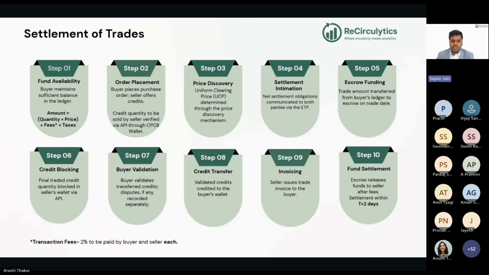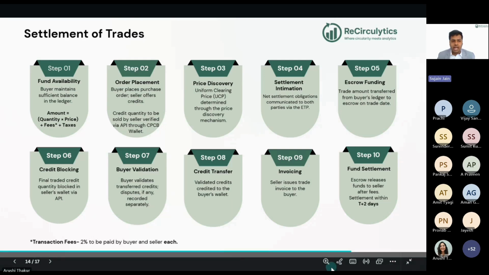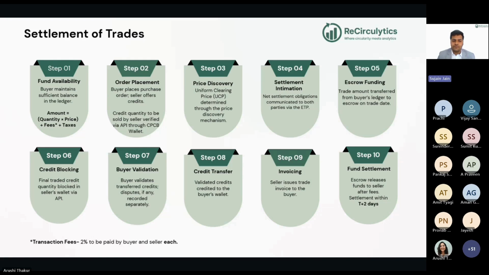So the first step for this trade to happen is that the buyer needs to have a certain amount as funds available in their wallet or in their ledger, just like the way we do trading in our demat accounts for shares, wherein we have to first keep the initial margin in our account and accordingly we are allowed to buy based on that margin.